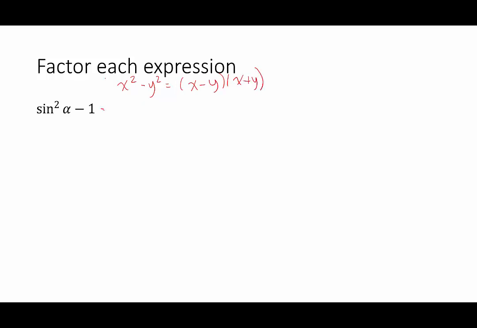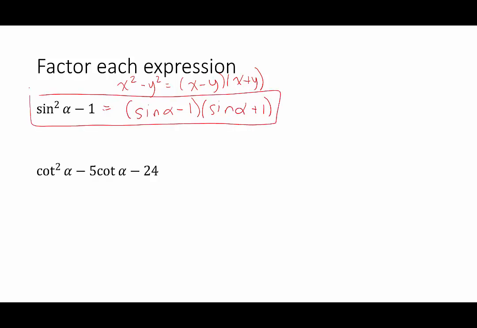So this is going to factor into root of sine squared would be sine of alpha, minus root of 1 is 1, times sine of alpha plus 1. And that's it. That's all we can do. It asked us to factor, and we did. Okay, how about this one?